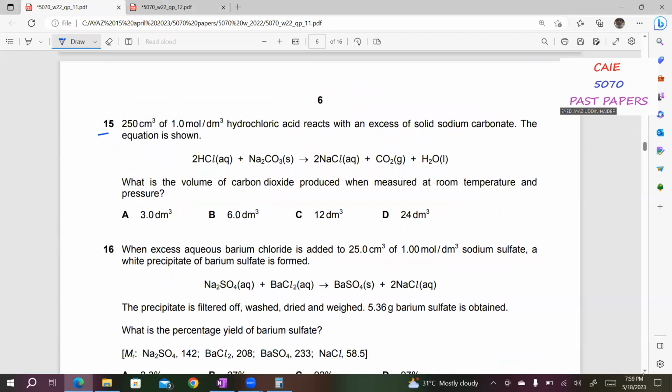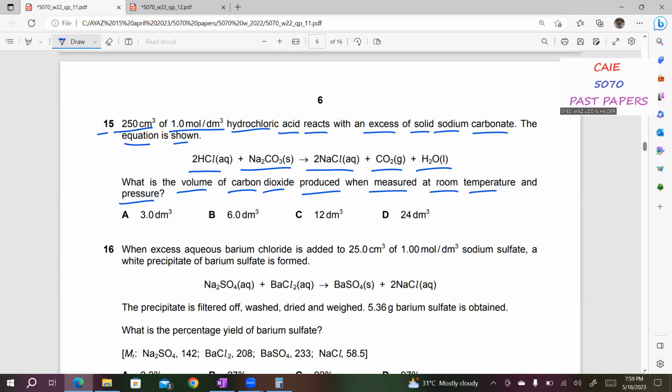Number 15. 250 centimeter cube of 1 mole per dm cube hydrochloric acid reacts with an excess of solid sodium carbonate. The equation is shown. 2HCl plus Na2CO3 gives 2NaCl plus CO2 plus H2O. What is the volume of carbon dioxide produced when measured at room temperature and pressure?